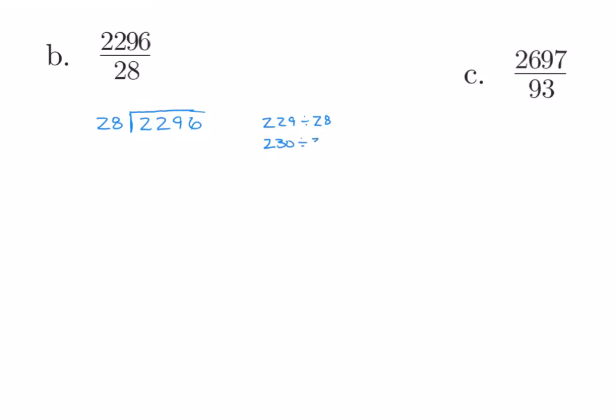Same thing with our 28. 8 is bigger than 5, so we're going to round up to 30. We're going to ignore those last digits, and I want to know how many times 3 goes into 23. It goes in 7 times. If we go ahead and multiply this, seven times 8 is 56. 7 times 2 is 14, plus 5 is 19.